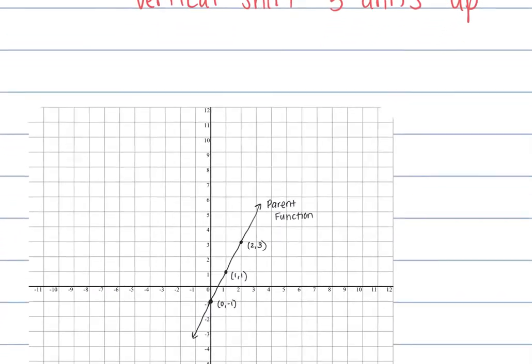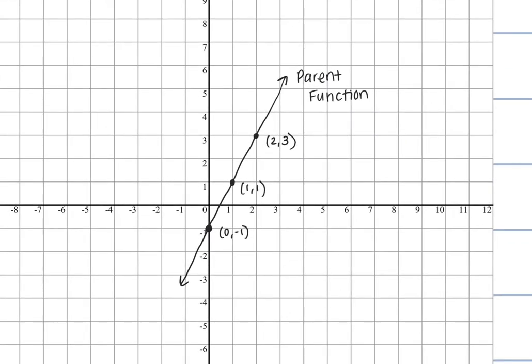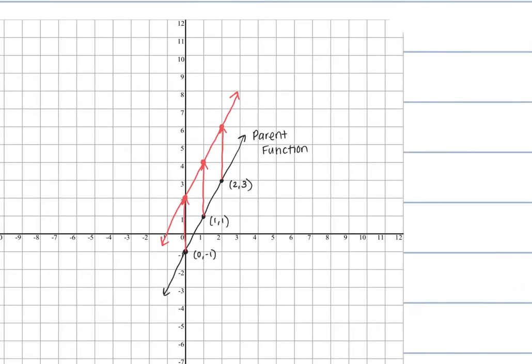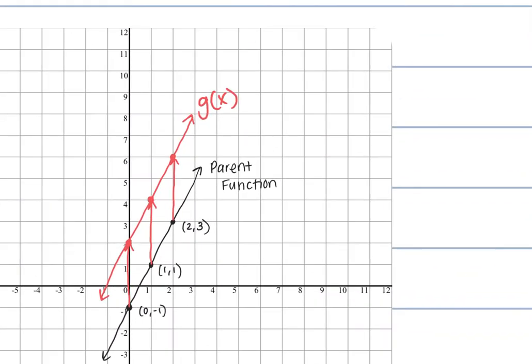So look how we do it. Every single point, we're just going to move it 3 units above the previous point. So take 2, 3, move it 3 units up. Take 1, 1, move it 3 units up. Take 0, -1, move it 3 units up. And then put different points at each of these, and then you're just going to draw a line that goes through all of those. This is what we call our transformation: g of x equals f of x plus 3.